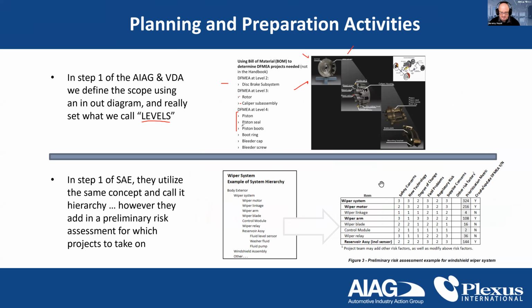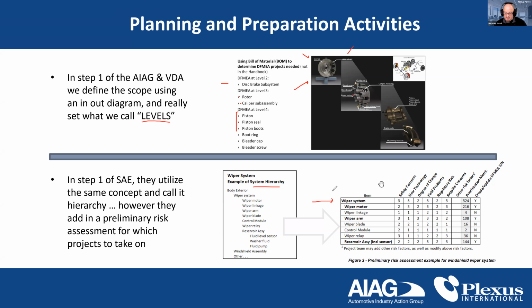In SAE's version, they utilize the same concept, but they use the term hierarchy. It's the same concept, just a different term. However, what is unique to SAE is that they're going to move in some form of a risk analysis. So in the SAE examples that come from the manual, you'll use a wiper system, which consists of the motor and the arm. And within the arm, you've got the blade, the module, and the relay.